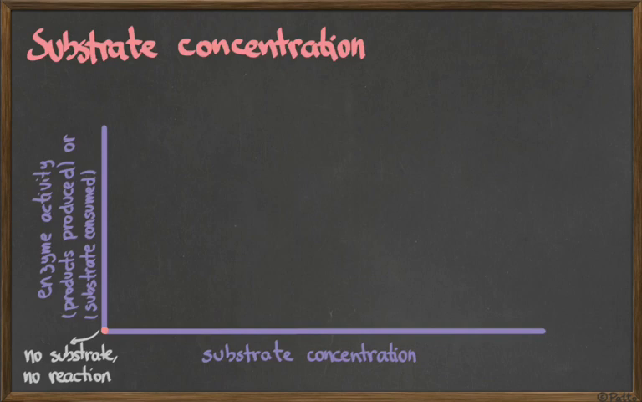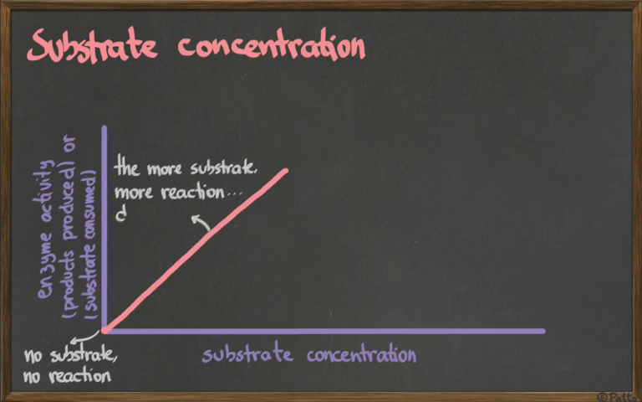And then, if I start having more substrate, what would be expected? Yeah, if you thought you start having more reaction, or products being made or substrate being consumed, you're right. The more substrate, usually that means more reaction. And it's usually quite linear. The more substrate you have, the more reactions you are going to have happening. Okay, you got the idea.